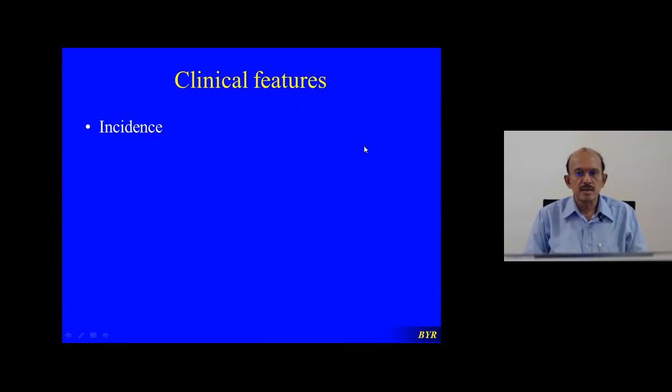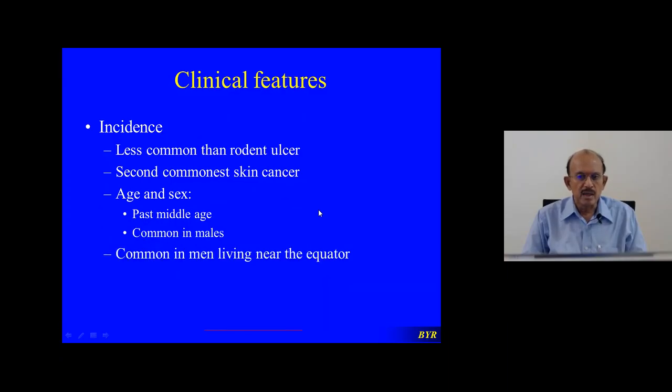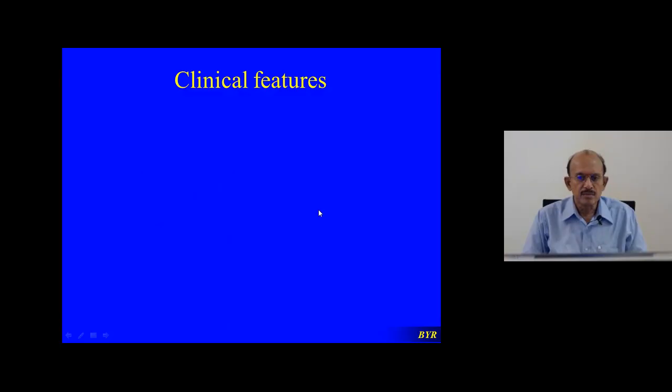Clinical features. Incidence: squamous cell carcinoma is less common than rodent ulcer. The second common is skin cancer. Age and sex: occurs past middle age, common in males. It's common in men living near the equator.